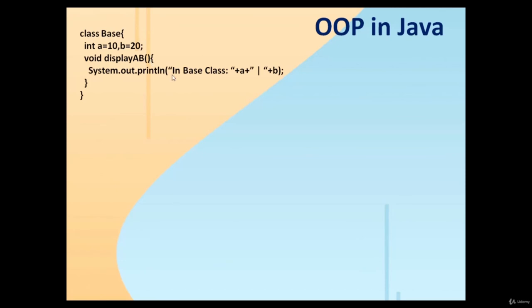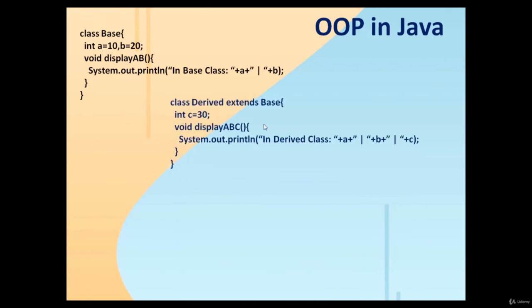But my requirement is that we need a class that should have three properties, A and B with the same values of 10, 20, as well as C, maybe 30. And also we need a method display ABC. For that purpose, A and B are already available, display AB is already there. So we create a child class of base with the name derived. By default, if you say extends base, whatever properties and methods are available in base are available for the object of derived. Plus, in addition to that, we are providing C equal to 30 and display ABC.